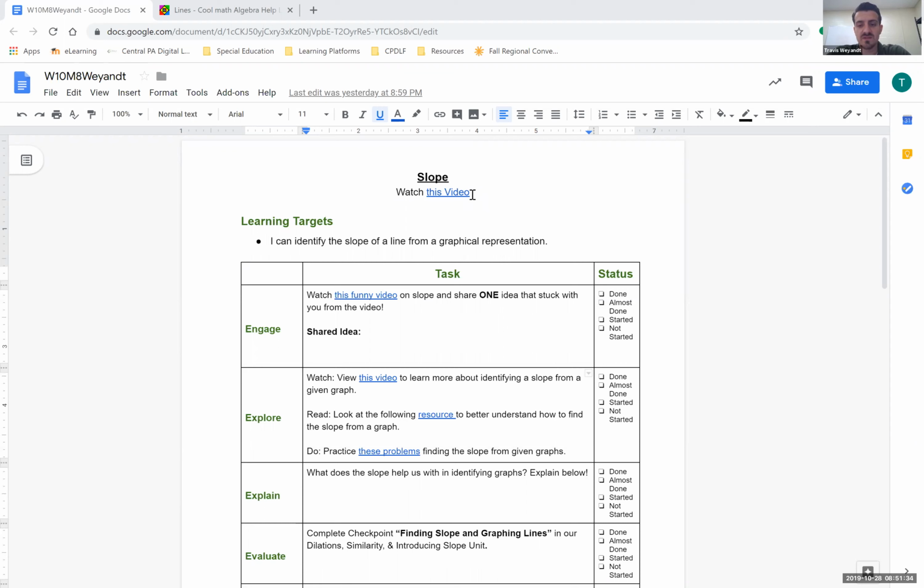What I did want to show you is that our lesson for this week is going to center around the idea of slope. We've been looking at similarity, we've been looking at dilations, and now we're going to dive into the last part of this unit: how do we find slope and why is it important?